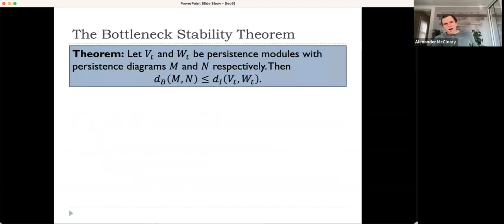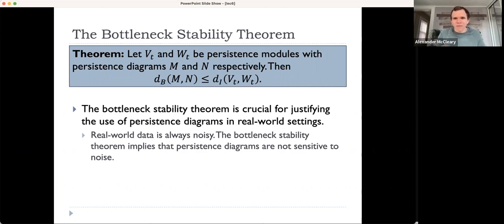Okay, now we can get to the bottleneck stability theorem. So this is possibly the most important result in persistent homology. What this says is that if we have two persistence modules, V_t and W_t, and let's say they have persistence diagrams M and N respectively, then the bottleneck distance between M and N is at most the interleaving distance between their two persistence modules. Right, and so this is a very, very important result for persistence.